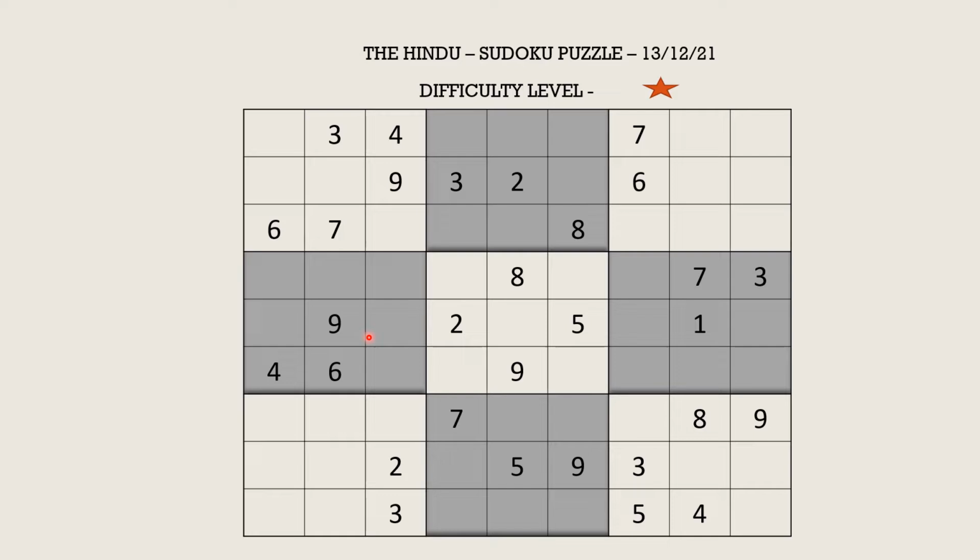So this is a very easy puzzle. Let's start with this 9. There are two 9s blocking these two rows, so this takes a 9.